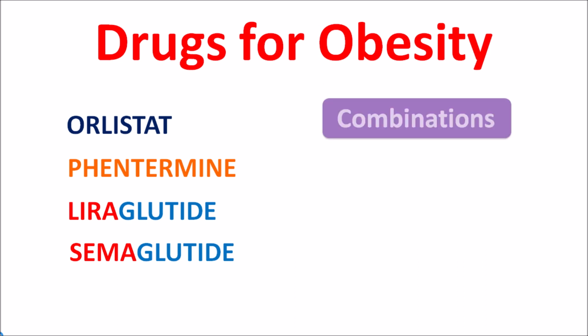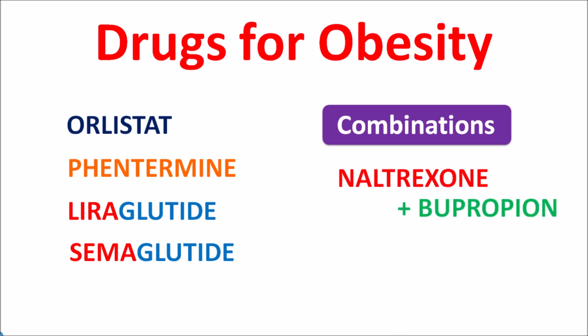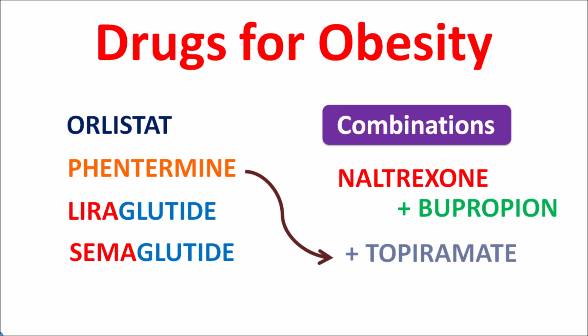Similarly, we can use combinations of drugs. We have the well-known combination Naltrexone plus bupropion. This combination can be used for the management of obesity along with diet control and exercise. And Phentermine can also be combined with another drug, topiramate. This topiramate is an anti-epileptic agent. So this anti-epileptic agent can be combined with Phentermine to produce control on appetite and food intake. Now let us go one by one and discuss the different types of drugs, how they work, and what are the important side effects and doses of these medications.